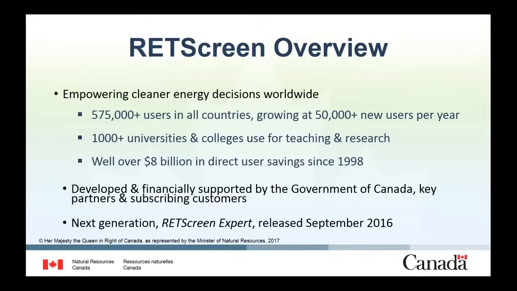RETScreen is developed by the Government of Canada with the contribution of numerous partners, including Ontario's Independent Electricity System Operator, the Renewable Energy and Energy Efficiency Partnership based in Vienna, who were actually the funders of the original benchmark database on which the benchmark module is based. Other partners include NASA, the United Nations Environment Program, and the Global Environment Facility.